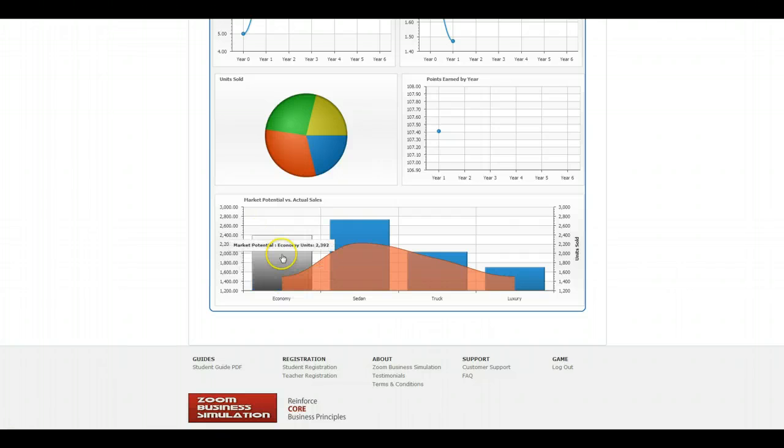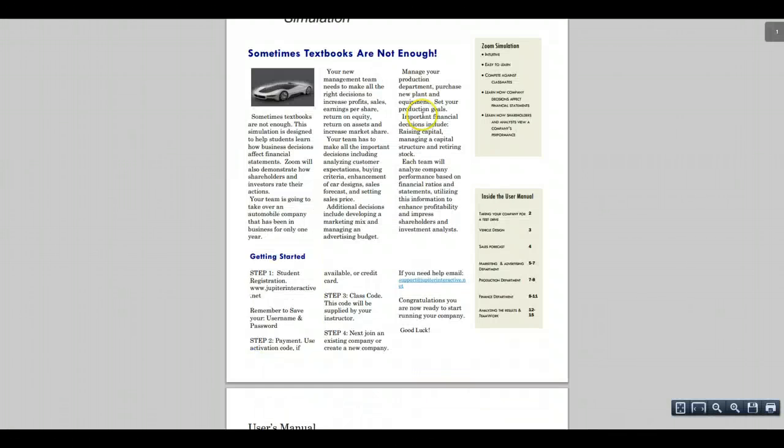I'm going to go based on the market potential here and not based on my actual sales. So if I know that economy class is going to grow at a certain percentage, let me pull up the student user guide to see what that percentage is.